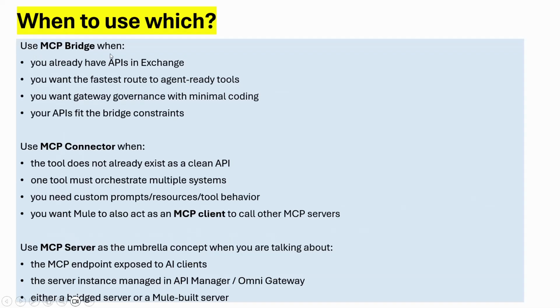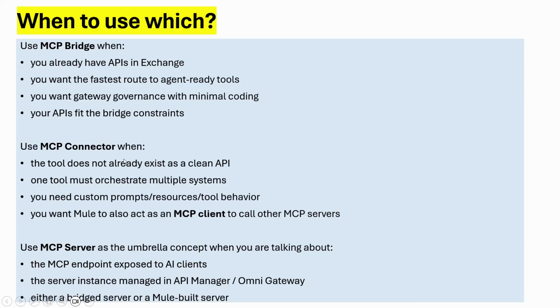Okay, so use MCP Bridge when you already have existing APIs in Exchange, when you want the fastest route to agent-ready tools, if you want gateway governance with minimal coding, and if your APIs fit the bridge constraints like this. So if you have all these things, you can use MCP Bridge.